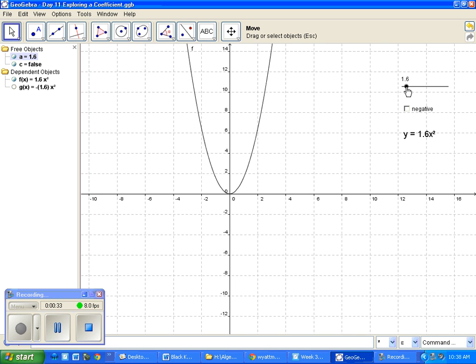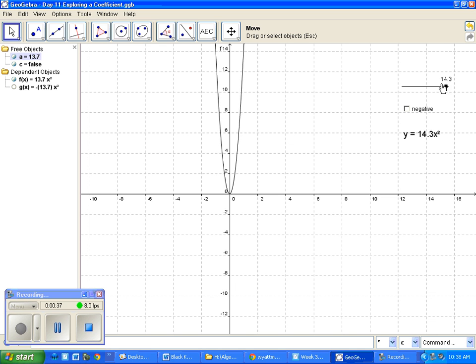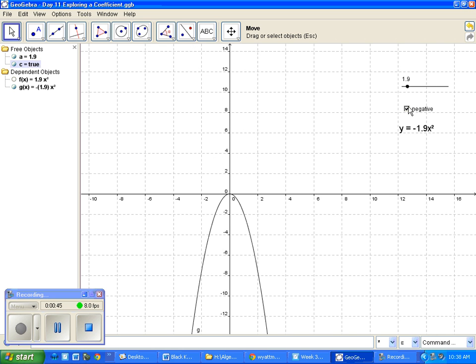As you make that number bigger, watch what happens to the graph. As you make the number bigger, it starts to pinch and starts to get more narrow. So as you make a smaller, it makes the graph wider, and as you make a bigger, it makes the graph more narrow. Putting a negative out front doesn't affect the width, it just affects which direction it's going.